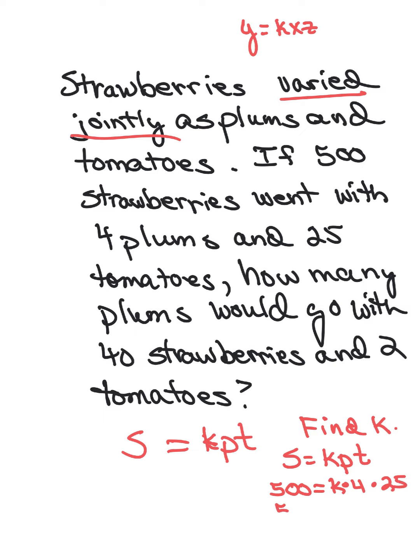And I would solve that, and I'm going to get 500 is equal to 100K. Divide both sides by 100, and we're going to get 5 is equal to K. So no matter what type of variation it is, after you have the equation written, you want to find your value of K. Once your value of K is found, the last sentence in the problem gives you two numbers. Those two numbers are 40 strawberries and 2 tomatoes.